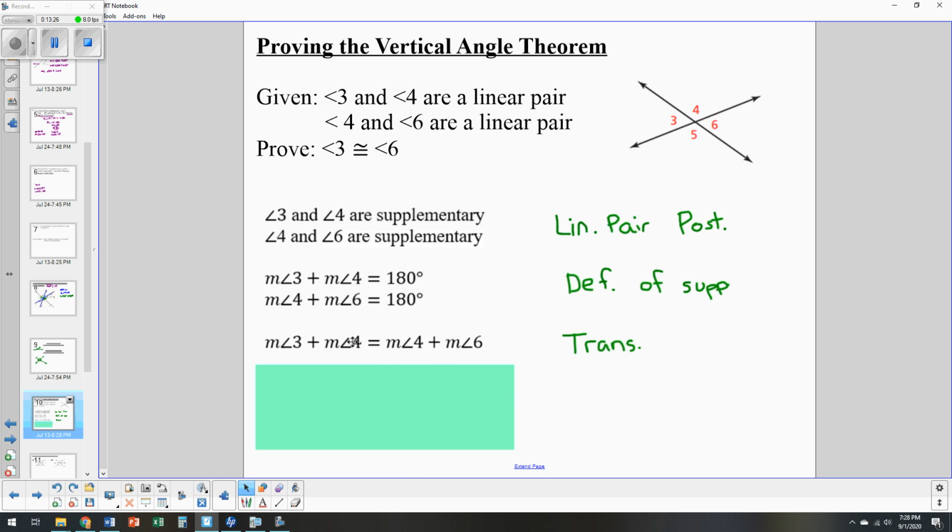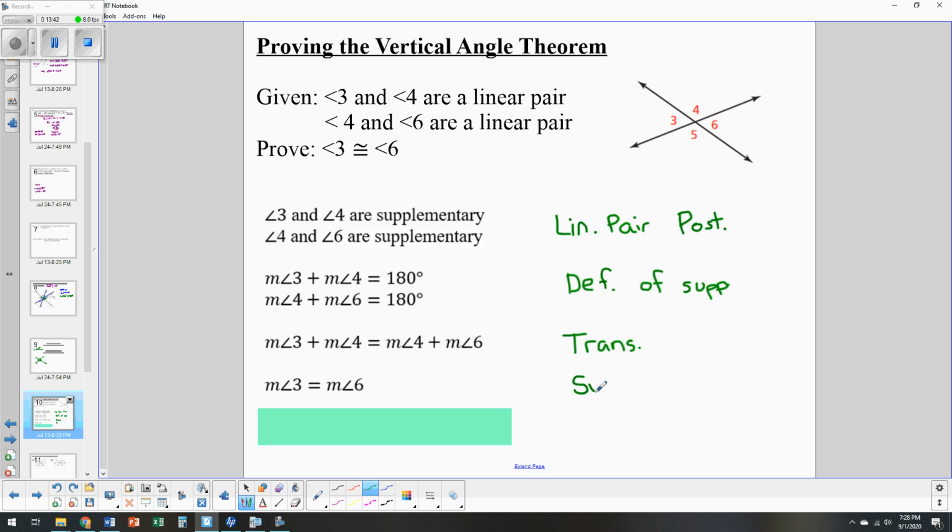And now I notice on my equation, I have 3 plus 4 and I have 4 plus 6. Both sides have a 4, right? That 4 means the same thing on both sides. So I'm going to take it away. And whenever you take something away from both sides, that's called subtraction, right? We know how to subtract. If I subtract an x from both sides, that's subtraction.